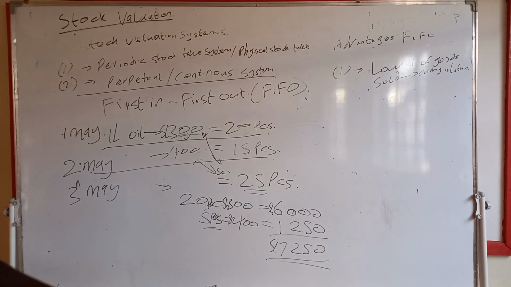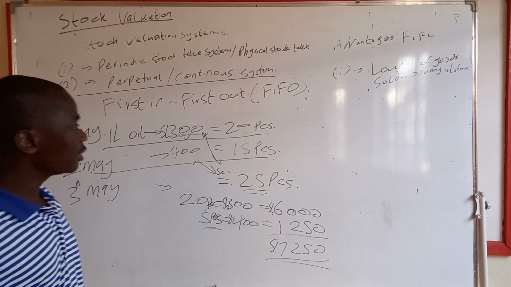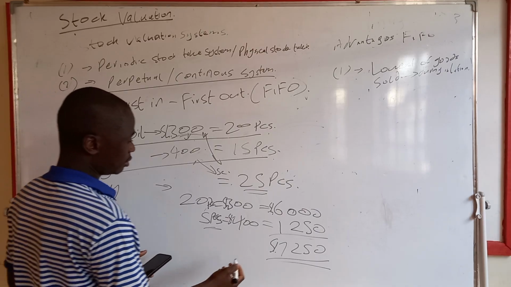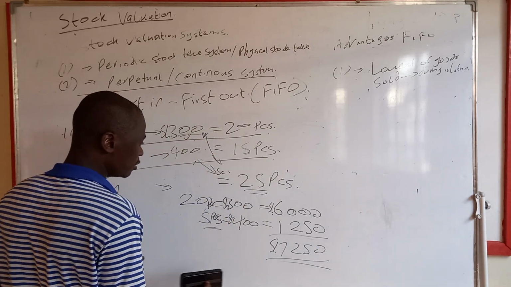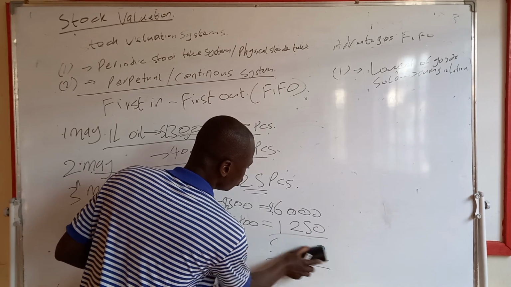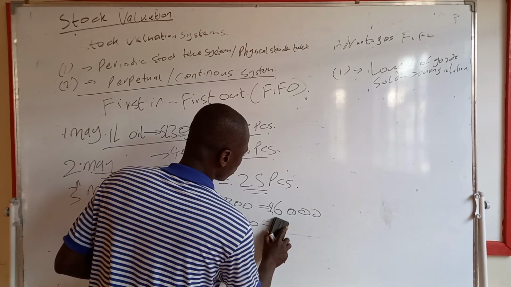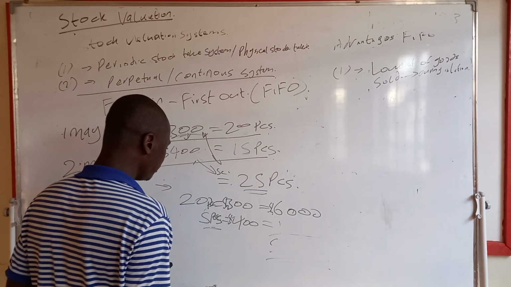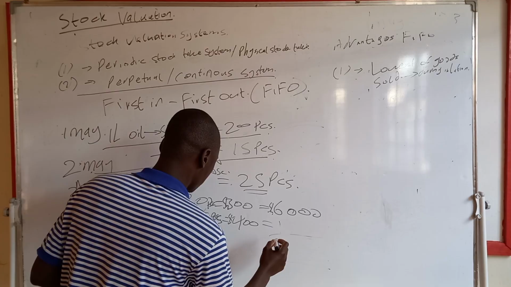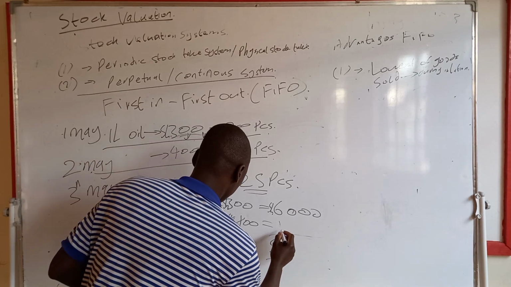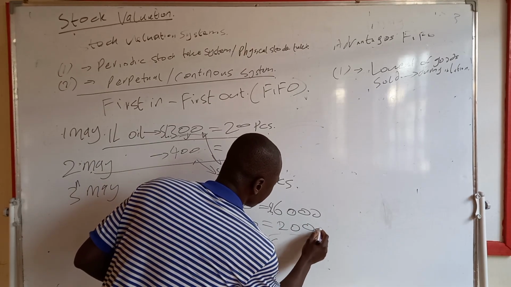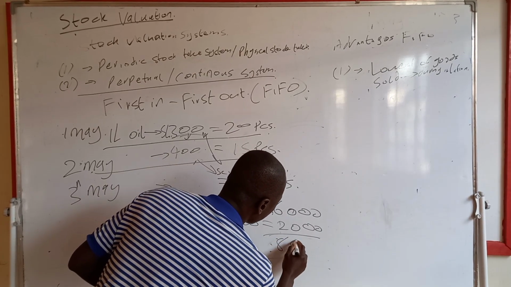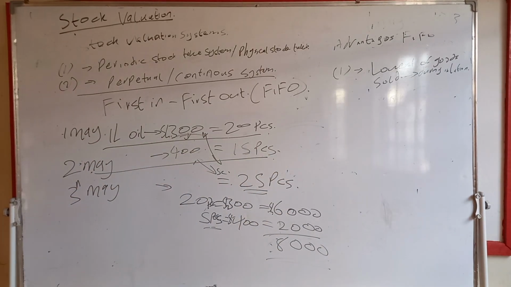Okay, so when there is inflation, you find that FIFO gives you a leeway that when you sell your goods at the end of the day, the cost of goods becomes lower. So this becomes 400 times 5. That's 4 times 5, that is 2,000. So this becomes 8,000. What about the person using LIFO?